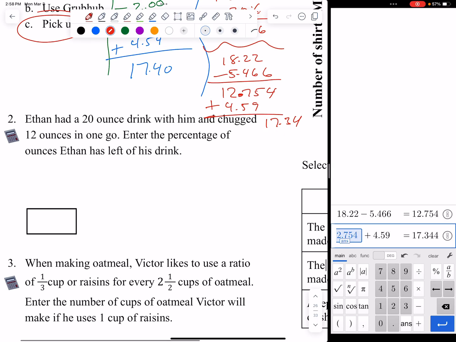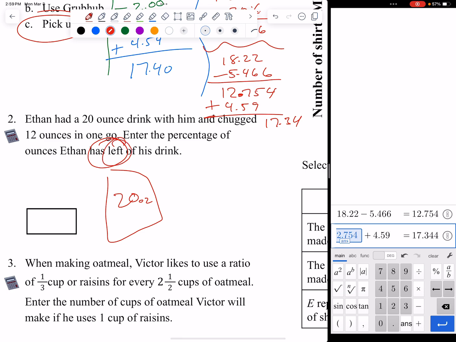Moving on. All right. Ethan had a 20-ounce drink with him and chugged 12 ounces in one go. Wow, that's more than half. Enter the percentage of ounces Ethan has left. Okay, I'm starting to see a pattern here. All right, so this is my way of thinking. Ethan has a 20-ounce drink, so there's 20 ounces. He chugged 12 ounces. Enter the percent he has left.